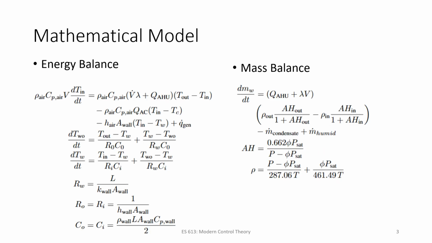This residential HVAC system can be modeled using energy and mass balance equations. There are mainly four states of this system, which are indoor temperature, outdoor wall temperature, indoor wall temperature, and the mass of water vapor present inside the room. From the energy balance equation, we can get an expression for indoor temperature change, which is dependent on the flow rate of the AHU, infiltration rate lambda, the flow rate of the AC, the heat transfer due to convection at the wall, and the indoor heat generation rate.